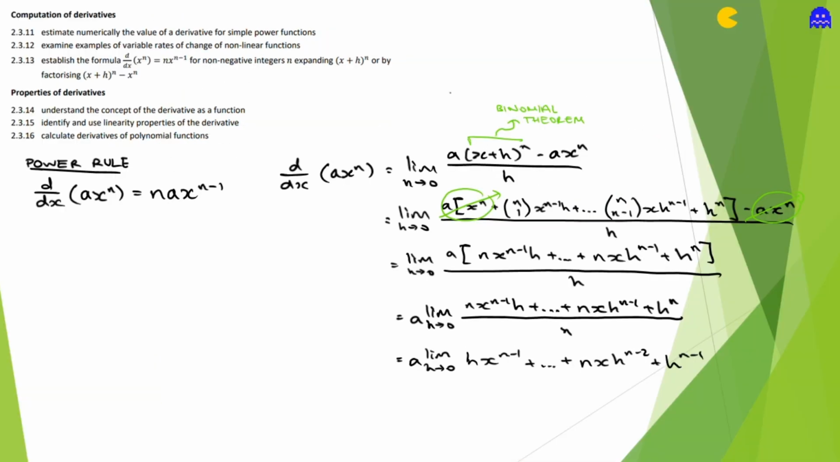So now that we have our h's cancelled out, we can let our h tend towards 0, cancelling everything else out other than this value here because there's no h associated with it. And so we're left with a n x to the n minus 1. And so this is the derivative of a x to the n. And so we've established the power rule using first principles.